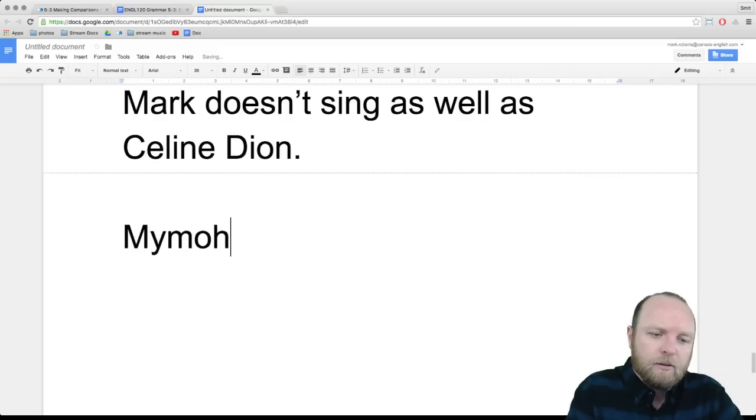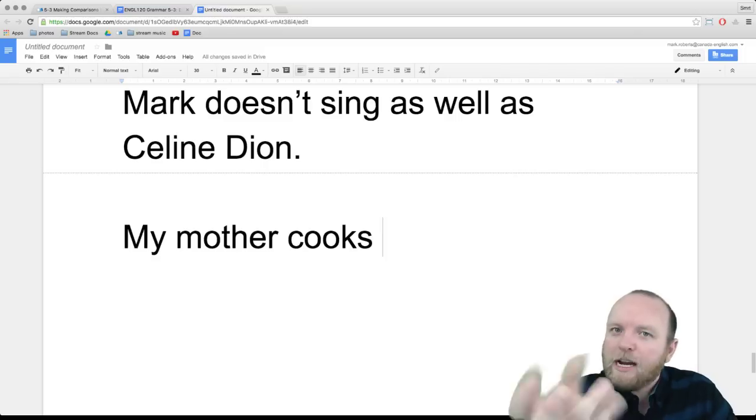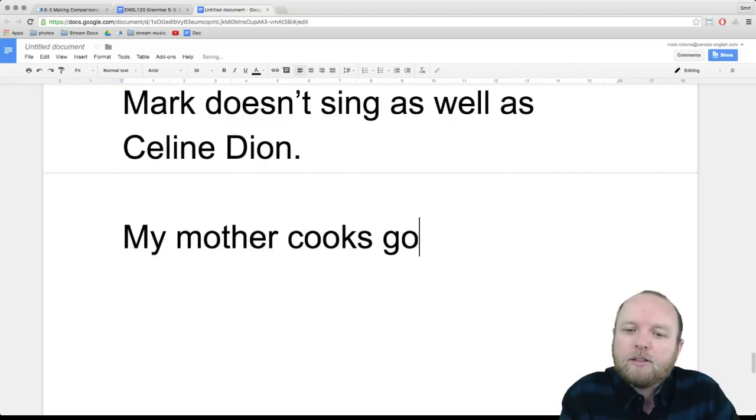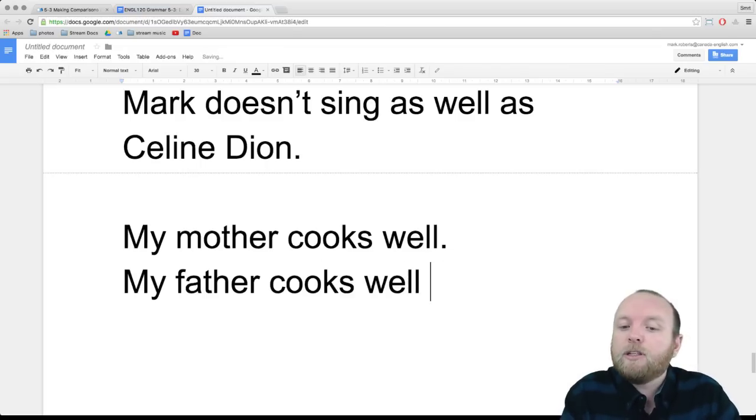My mother, she's a good cook. So let's write this. My mother cooks good? No. Cook, is it a linking verb? No, it's not. So if I want to say good, I need to change it to an adverb. So, my mother cooks well. Okay, but my father actually, so I'm lucky, my father cooks well too. But they're not equal.